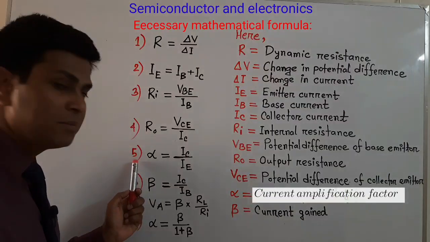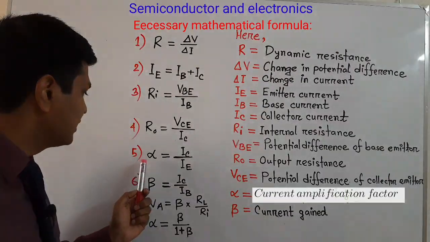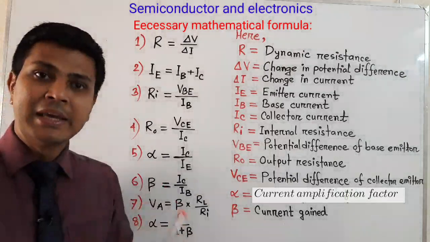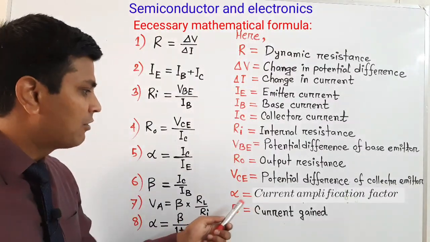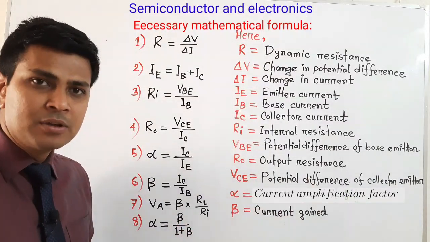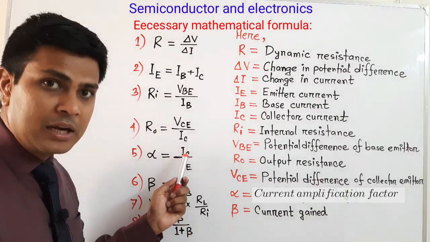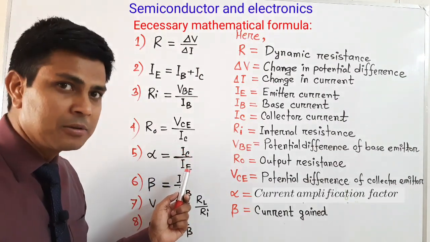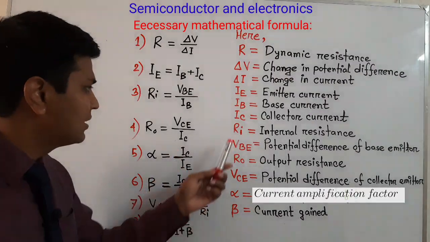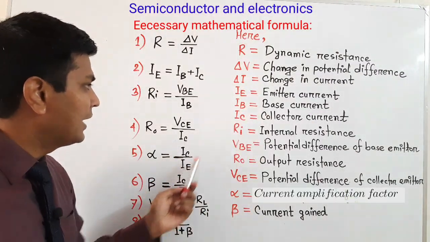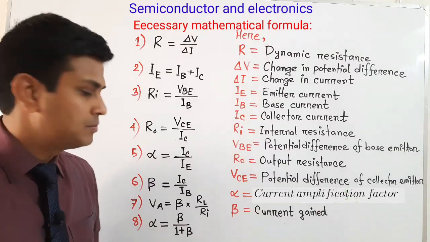Now this formula is very important. Formula number 5 is alpha equals IC divided by IE. Alpha is the current amplification factor, calculated as the ratio of collector current to emitter current. Here IC is the collector current and IE is the emitter current.